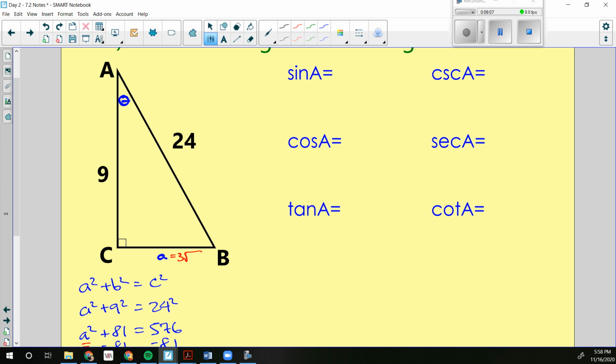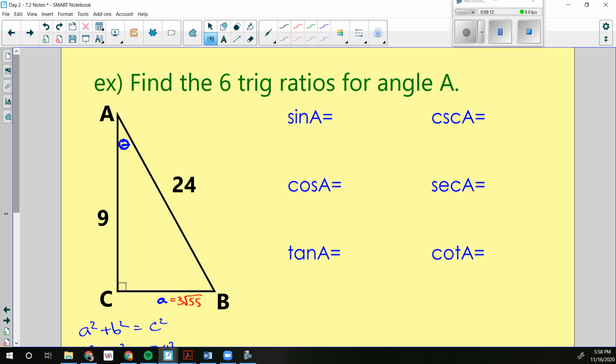Write that in here, 3 square roots of 55. We're going to find the 6 trig ratios for angle A. First off, we're doing sine of A. Sine of A, and this is capital A now, so we're using this angle. That's why I put the theta up there. Sine of A is going to be opposite, which is our 3 square roots of 55, over the hypotenuse, 24.